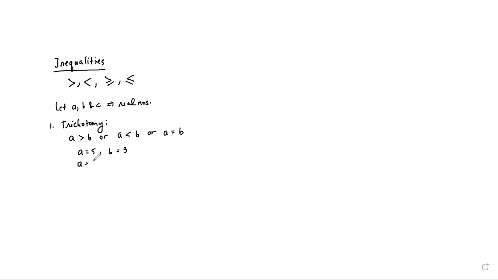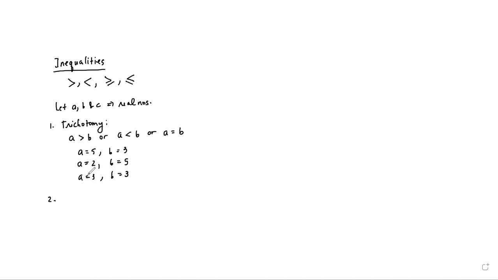Now, if A is equal to 2 and B is equal to 5, that means 2 is less than 5, so only A is less than B is true, and A is greater than B and A equals B are false. Now, if A is equal to 3 and B is equal to 3, then that means A equals B is true, while both A is greater than B and A is less than B are false.